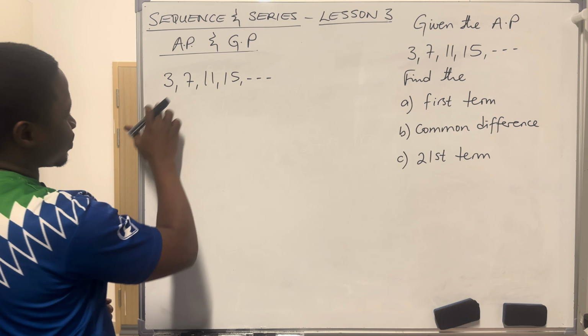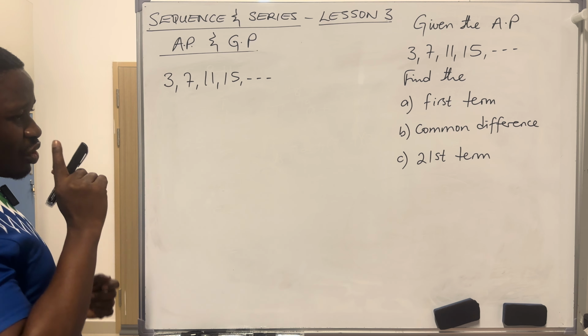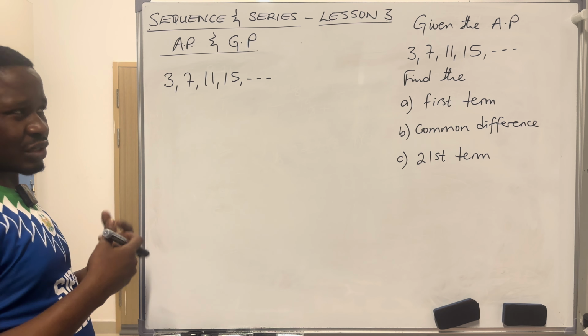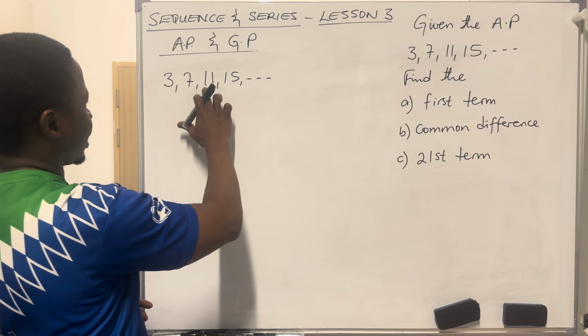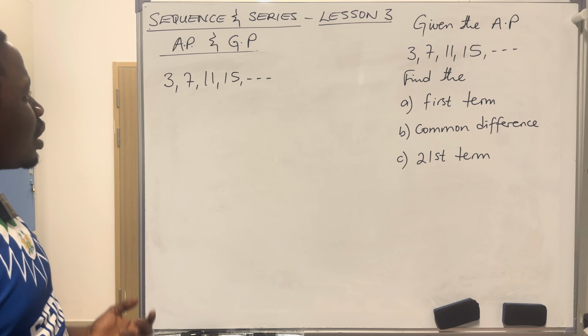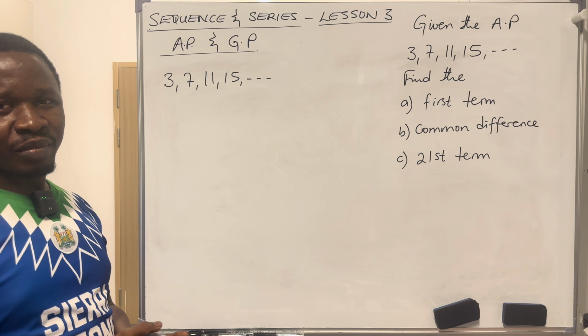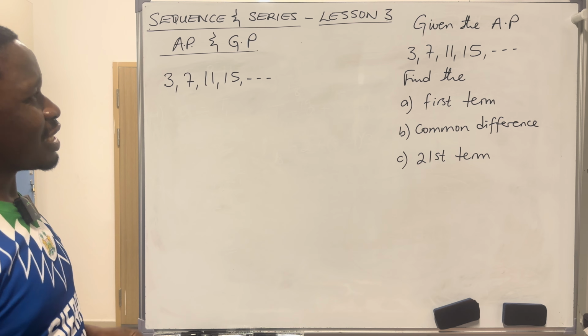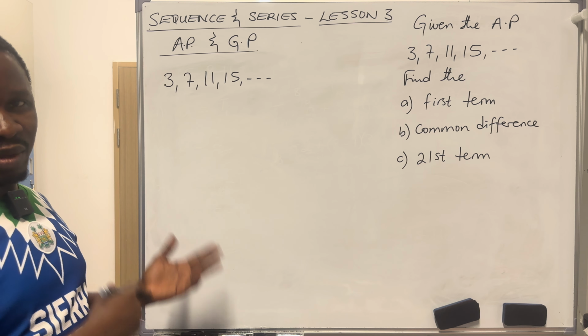Now, let's see if it is consistent here. 7 minus 3 is 4. Note it is 4. 11 minus 7 is 4. 15 minus 11 is 4. So if you have a constant number, by addition or subtraction, that tells you that it is an AP.